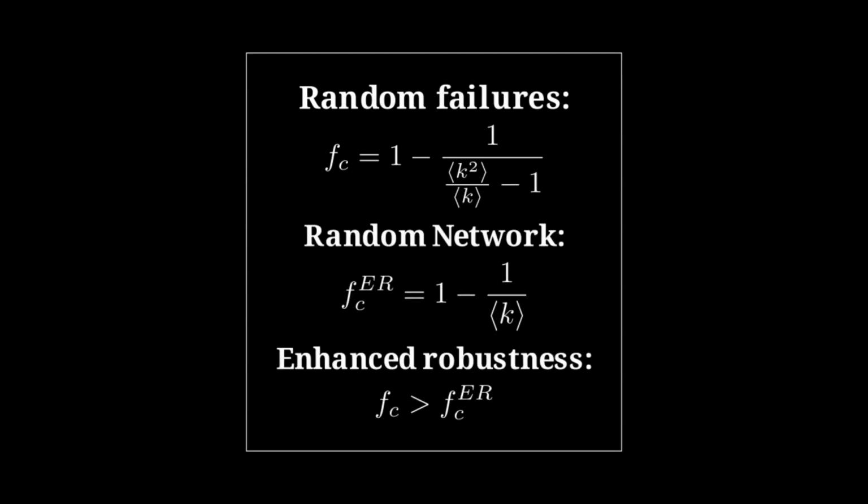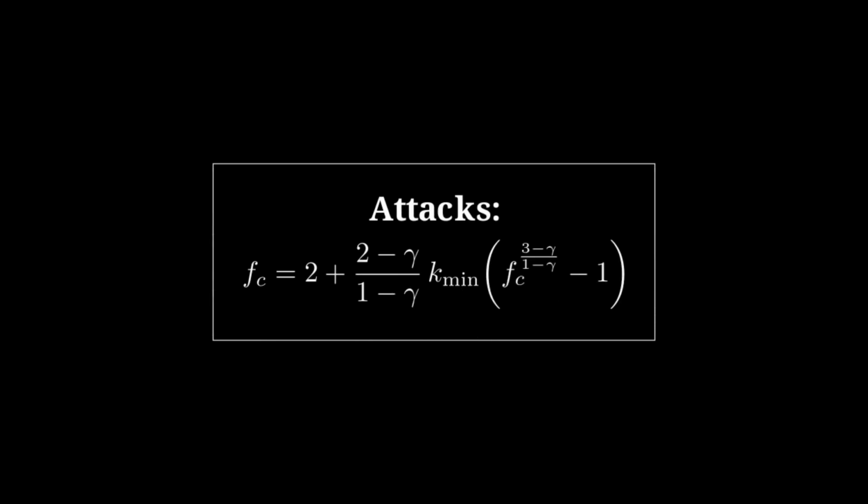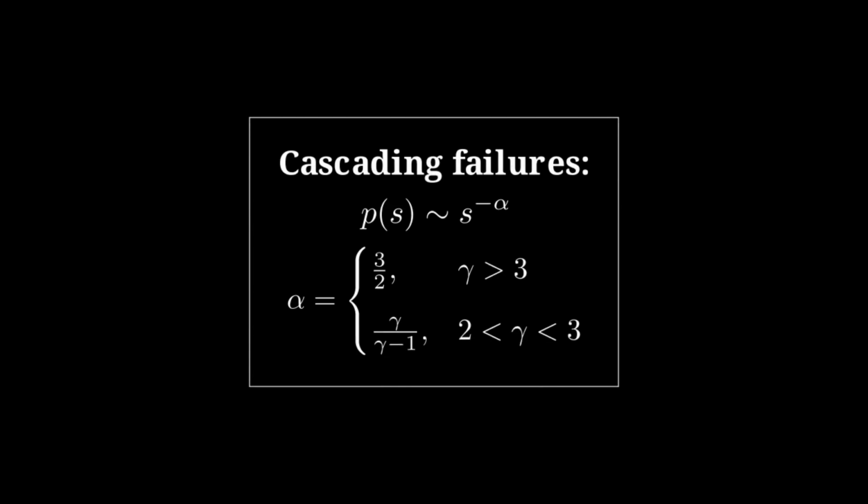The next formulas describe what happens as we remove nodes. For random failures, the critical fraction f_c tells us when the network breaks apart. And for random networks, that threshold depends only on the average degree. When f_c is higher, the system is more robust. Attacks, however, lower that threshold dramatically by targeting the most connected hubs. Finally, the last equation shows that cascading failures often follow a power law, meaning small collapses are common, but once in a while, a huge one can take down everything.